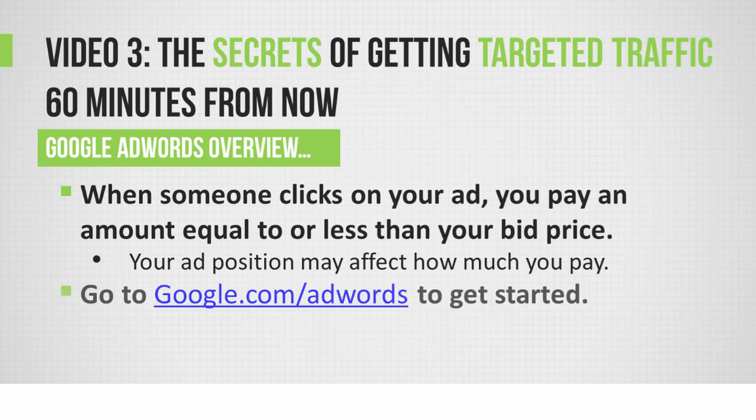You can go to google.com/AdWords to get started. You'll need to sign up for a Google account if you've not already done that. Once you log in, you'll be brought to the AdWords dashboard, which is where you're going to set up your ad campaigns and monitor them once they're running.